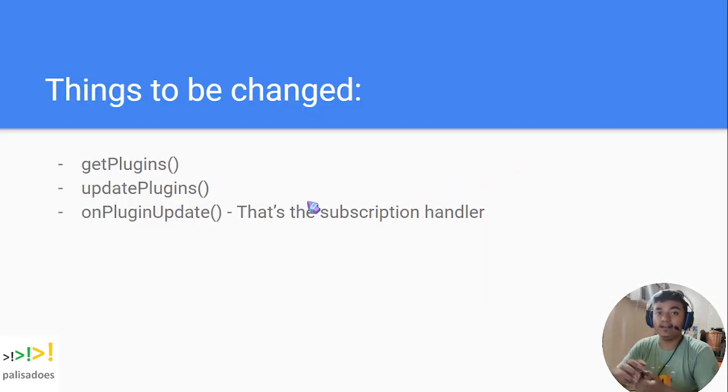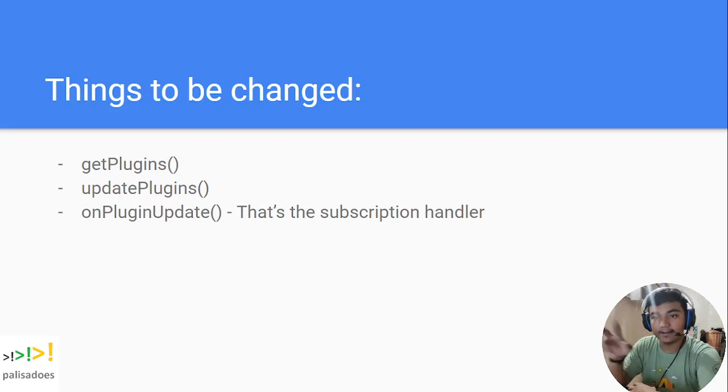So what things need to be changed while doing this schema change? As we know, there are basically 2 or 3 API queries related to plugins. The first one is get plugins. It provides the entire plugin document to the user.